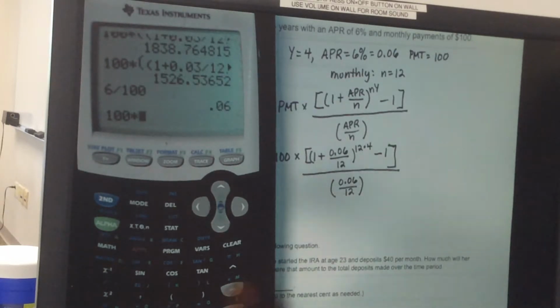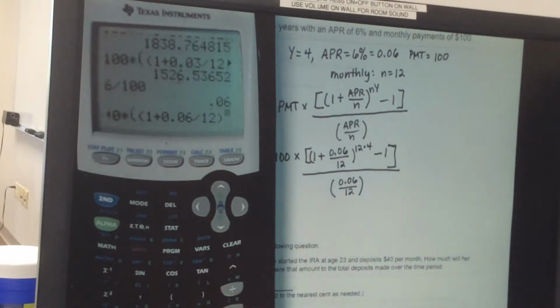$100 times, and then left parentheses, and then left parentheses again. 1 plus 0.06 divided by 12, close parentheses, then the hat key for your exponent, 12 times 4, and then your right arrow to get out of the exponential part, minus 1, close parentheses, divided by, and then left parentheses, 0.06 divided by 12, close parentheses. Then we're going to hit enter.